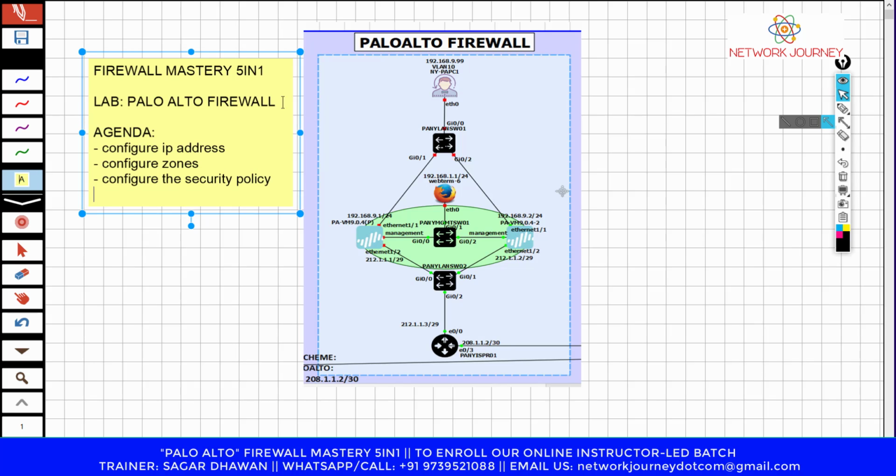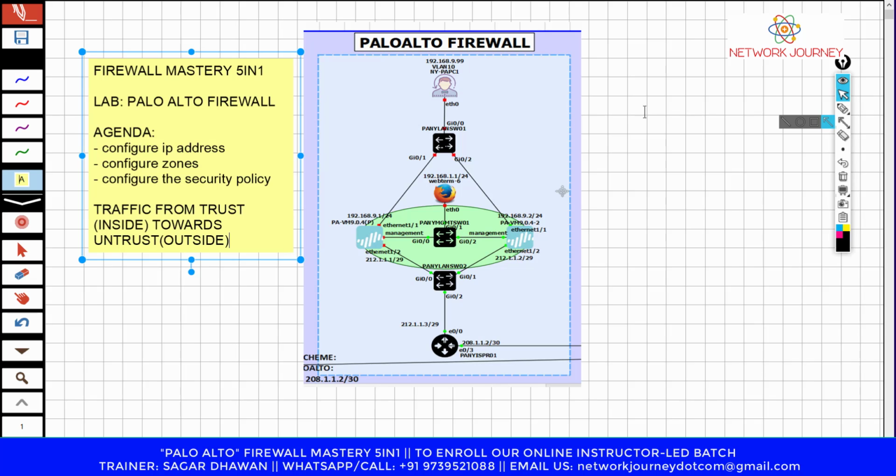Okay, basically I just want to send my traffic from the trust or inside zone towards the untrust zone or outside. So if you see my screen here, let's assume I'm over here and I want to ping this IP, which is 212.1.1.3. So how would my packet travel?